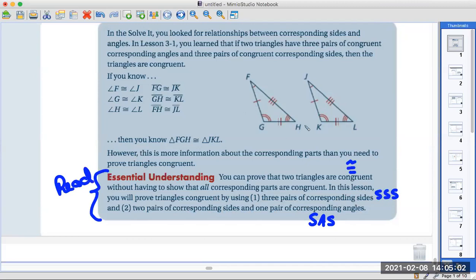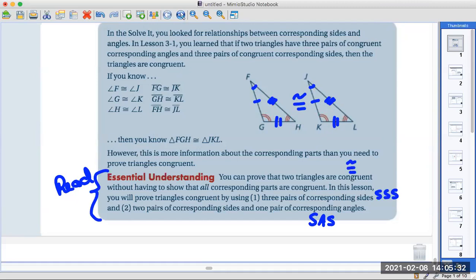Notice that if you look at these two pictures, we got two triangles. Now remember the little tick marks here are sides that are congruent, and the little bows demonstrate angles that are congruent. So remember, tick marks show sides and the bows show angles. Okay, that's how we can tell they're congruent.